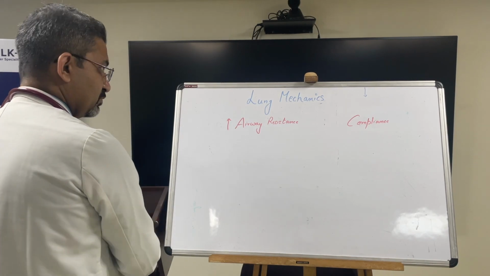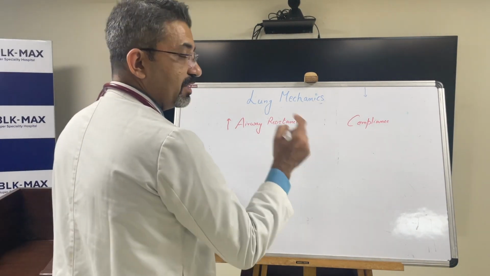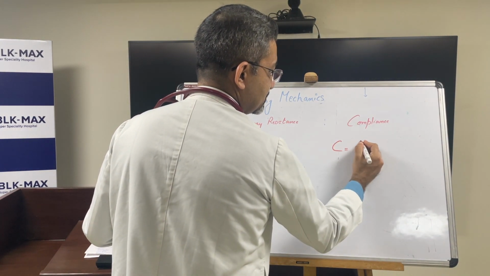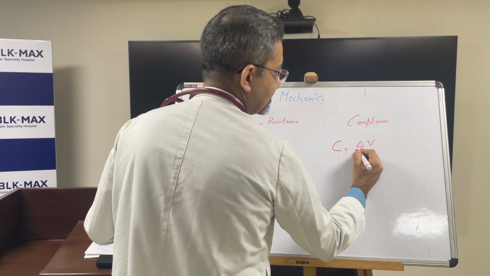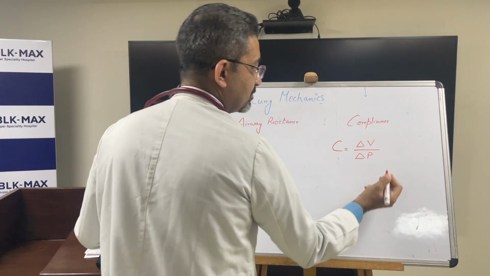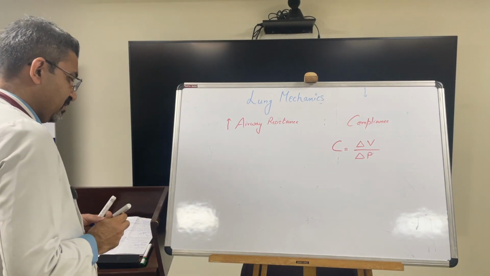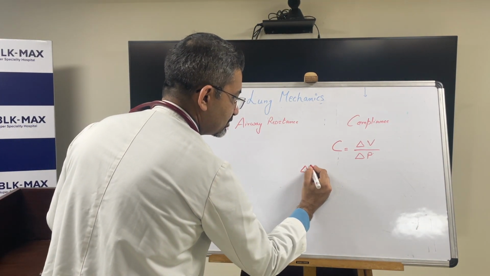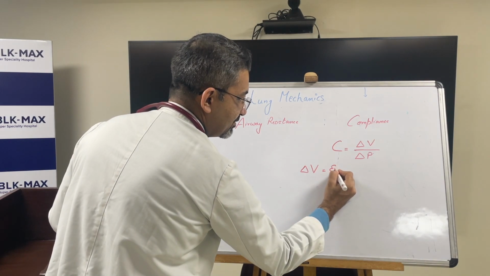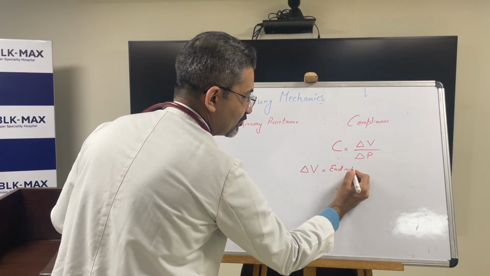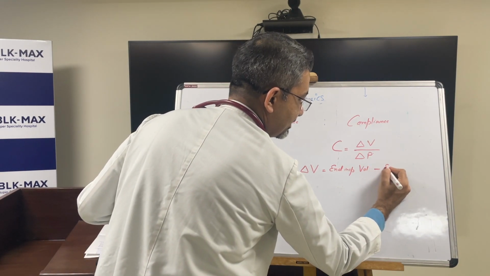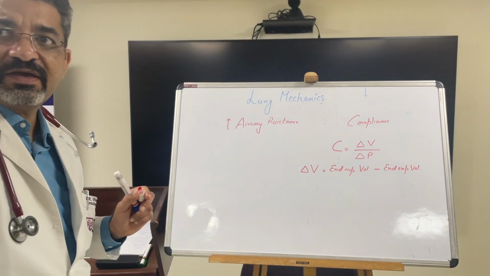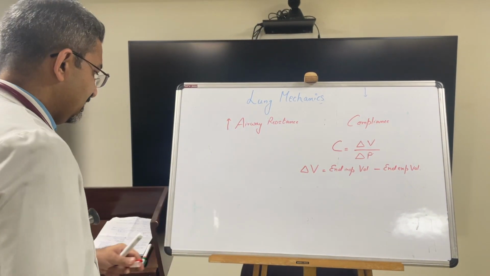So how do you go for compliance? We had a formula in the last lecture that compliance is equal to change in volume divided by change in pressure. Compliance is change in volume divided by change in pressure. So what is change in volume? It is end inspiratory volume minus end expiratory volume. Correct? Simple.